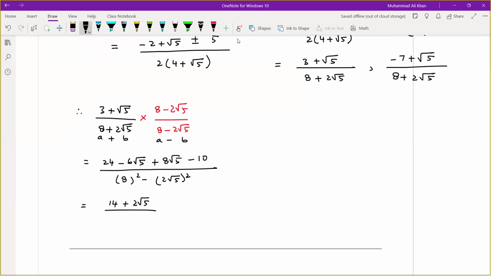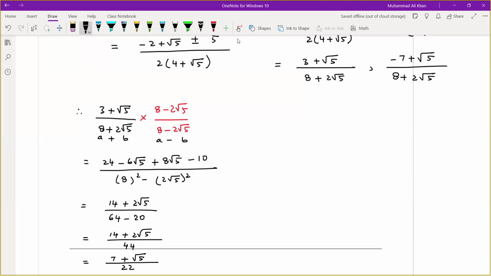And in the denominator, it will be 64 minus 2 का स्क्वायर हुआ 4, under root 5 का स्क्वायर हुआ 5, तो 4 5s are 20. So it will be 14 plus 2 under root 5 divided by 64 minus 20 is 44. ऊपर से 2 कॉमन, तो क्या बचा 7 plus under root 5. 44 का जब 2 ने कैंसिल किया तो क्या बचा 22. This is the first answer.